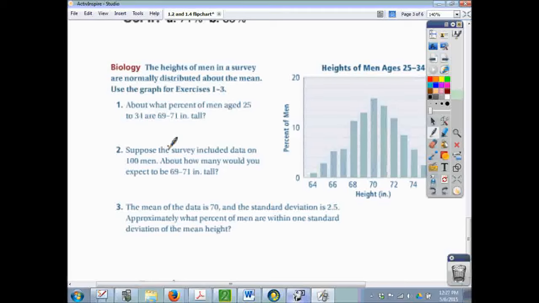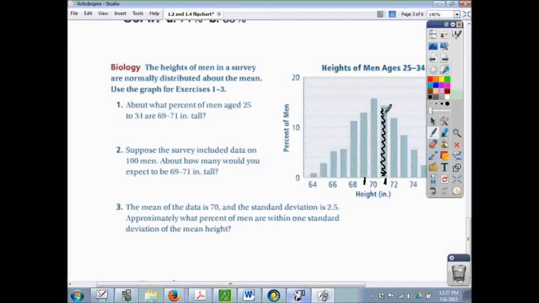Question 1, about what percent? So yes, it says about what percent. So you got to understand that they're okay with some estimating going on here. So between 69 and 71, well here's 69 right here. And here's 71. So what would we do to answer this question? It really isn't as hard as it seems. Add them up. What percent does this bar represent?